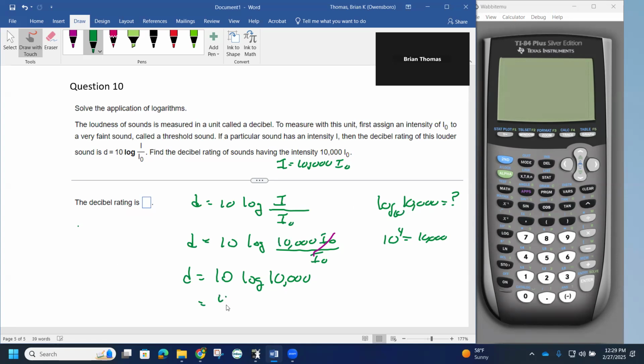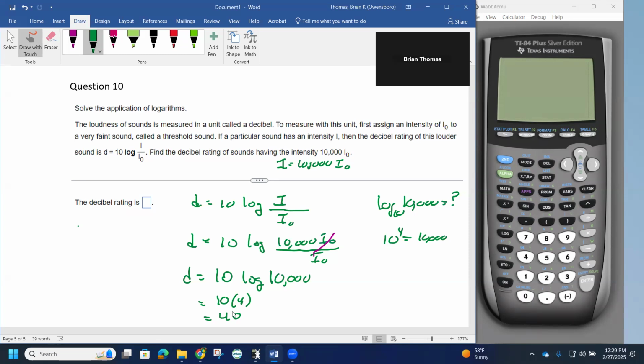So this turns into 10 times 4, which in turn is then 40 decibels. So this particular sound has a decibel level of 40.